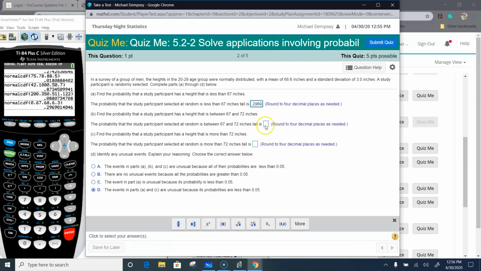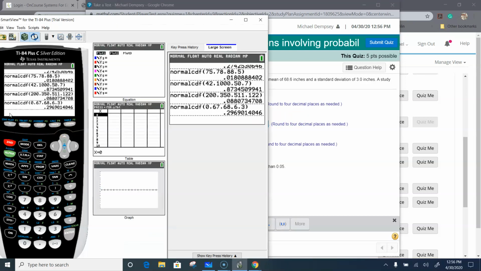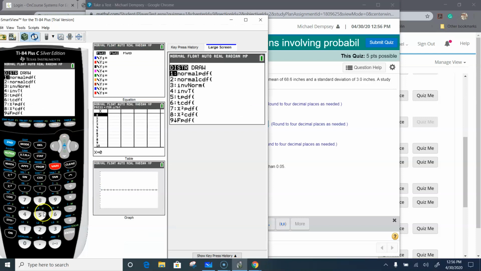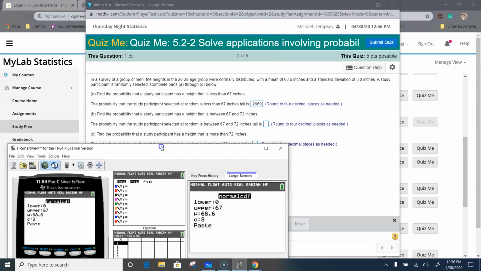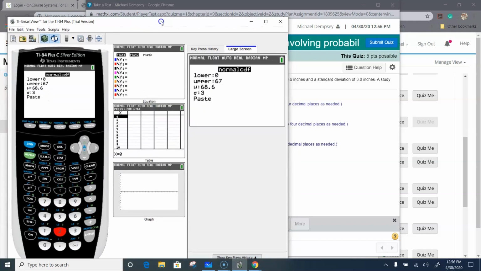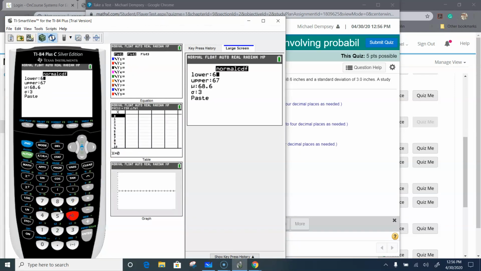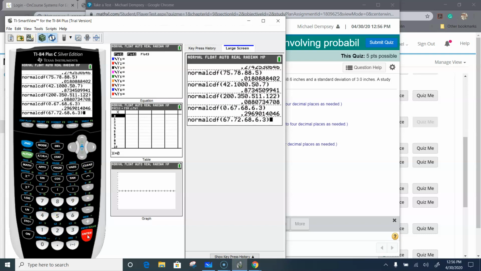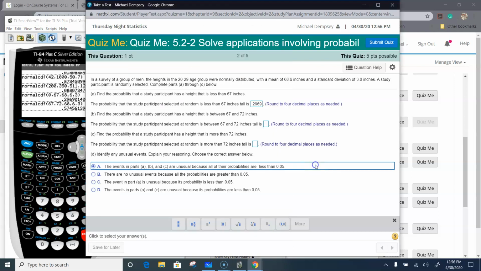Okay. Probability that they're between 67 and 72. So they give us our lower and upper limits again, 67 to 72. And we haven't changed the mean or the standard deviation, so I'm going to leave them alone. Still the same. 0.5746.